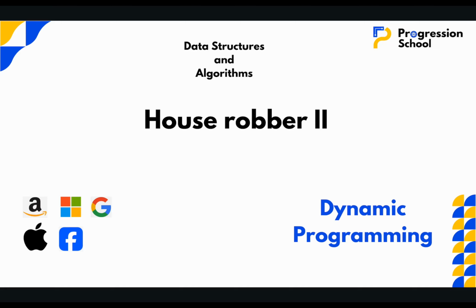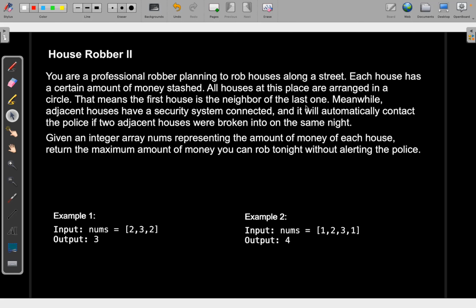Hi, welcome. In this video, we will solve the problem House Robber II, asked by companies like Amazon, Microsoft, Google, Apple, and Facebook. Now let's check out one more variation on House Robber.